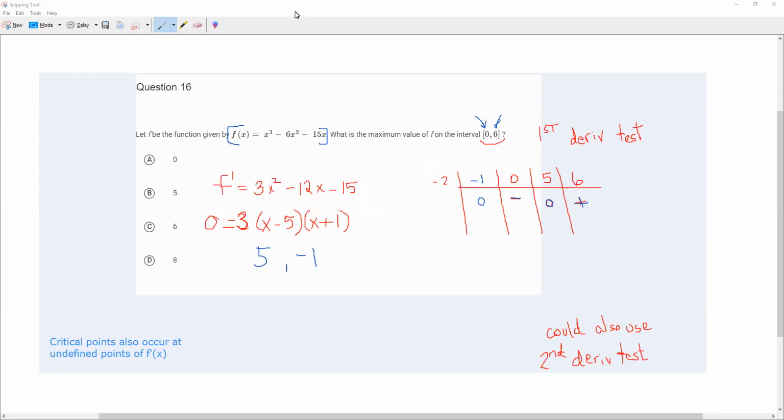Now, let's do it. Look at the first derivative. We see it right here, 3x squared minus 12x minus 15. We're going to set that equal to 0. That's where we'll find critical points.